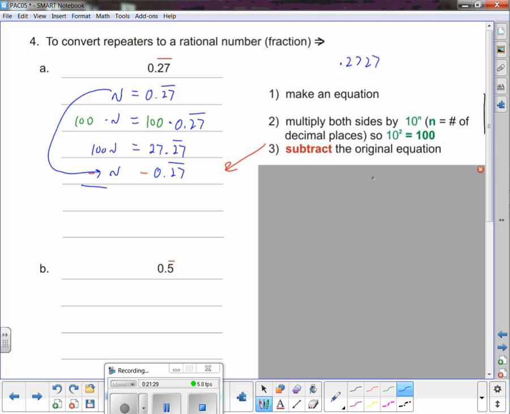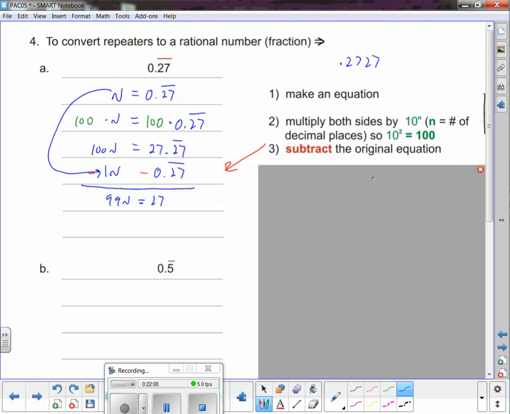Okay, so let's draw a line so we can total it. 100n minus 1n leaves you what? What's 100n minus 1n? 99n. Do you agree? Right, 100 minus 1, and n is a 1n, isn't it? Right, 100n minus 1n is 99n. Okay, on the right side, you've got a 27 minus 0 gives you the 27. And what's the 0.27 minus the 0.27? Nothing. So what does the right side end up? 27. If you do it right, the decimal part will always be gone.